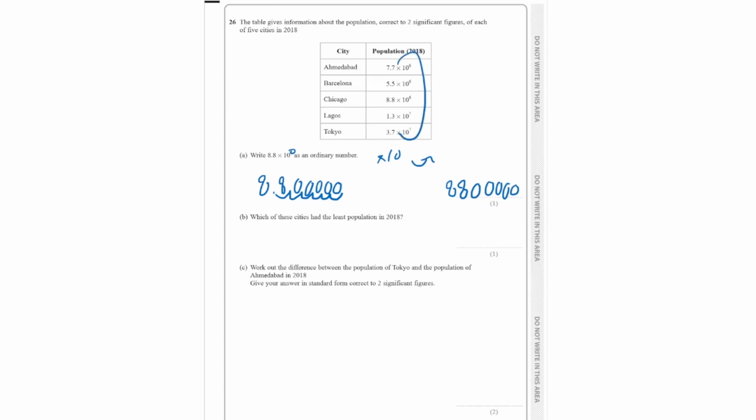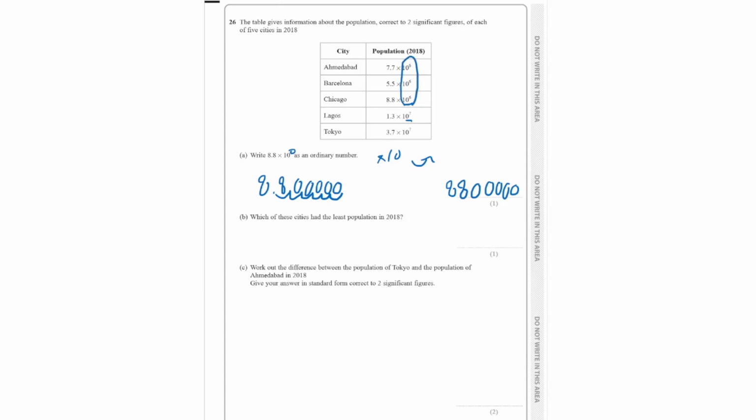Which of these cities had the least population in 2018? Let's look at the bases, the tens. So if we look for the smallest 10 to the power of something, we can find that. So here we have 10 to the power 7, and here we have 10 to the power 6. Since 6 is smaller than 7, we simply look at anything with the base of 10 to the power 6.